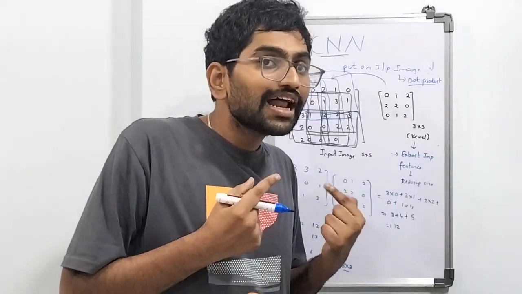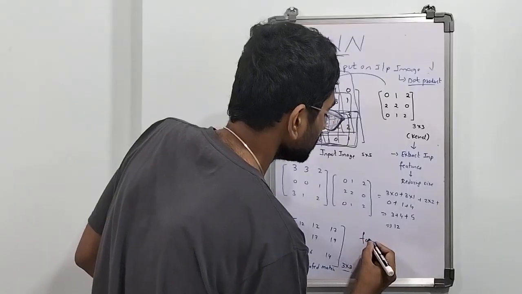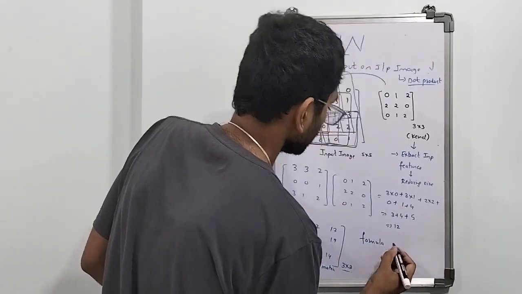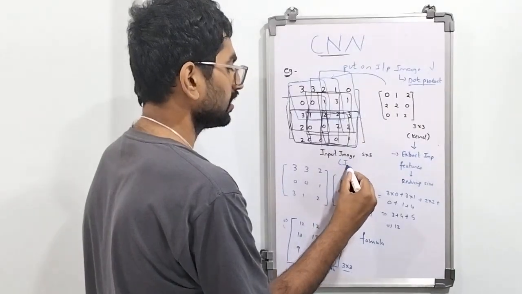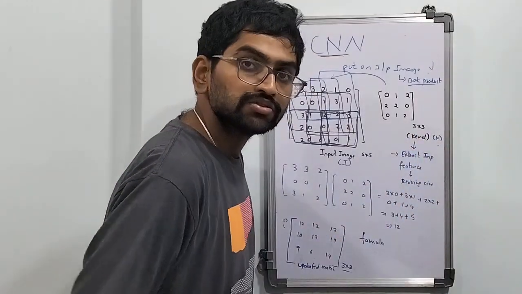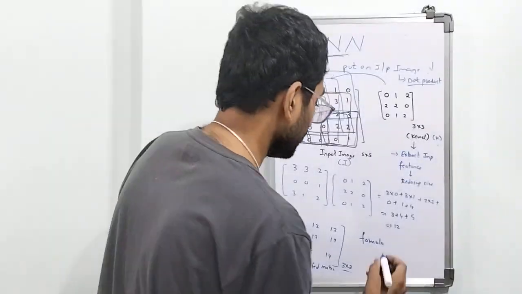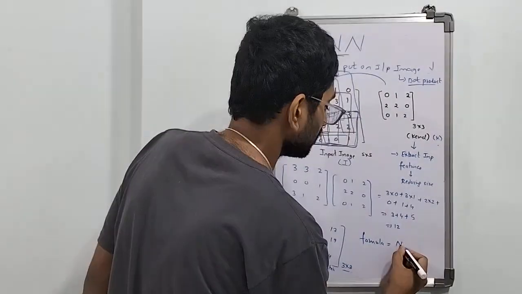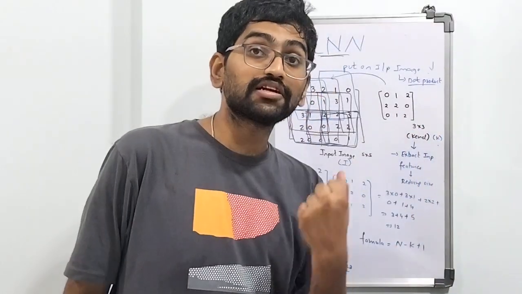So can we derive a formula from this? Yes, we can derive the formula. So what is the formula for this? Let's say this input image I will represent as n, and this kernel we represent as k. So the formula that we generate is n minus k plus 1. This is the formula that we generated.